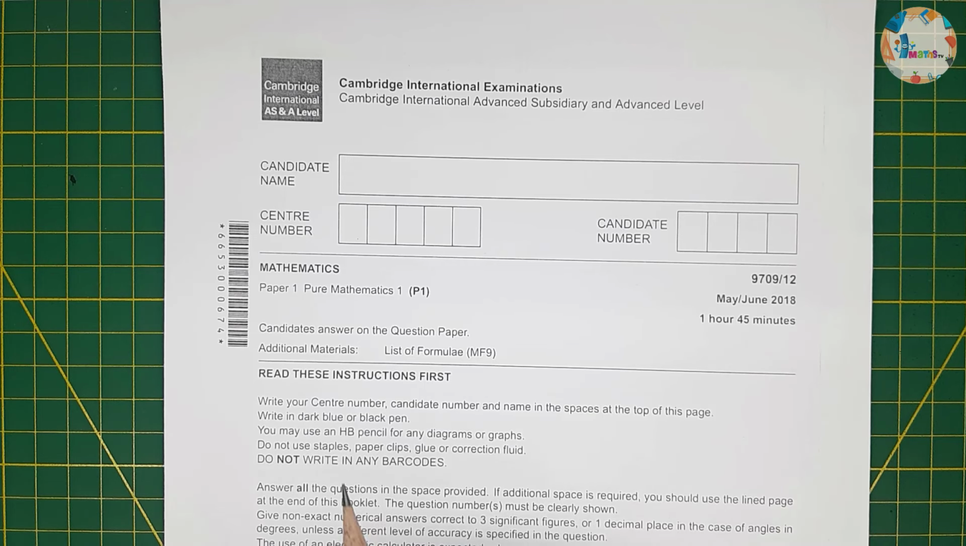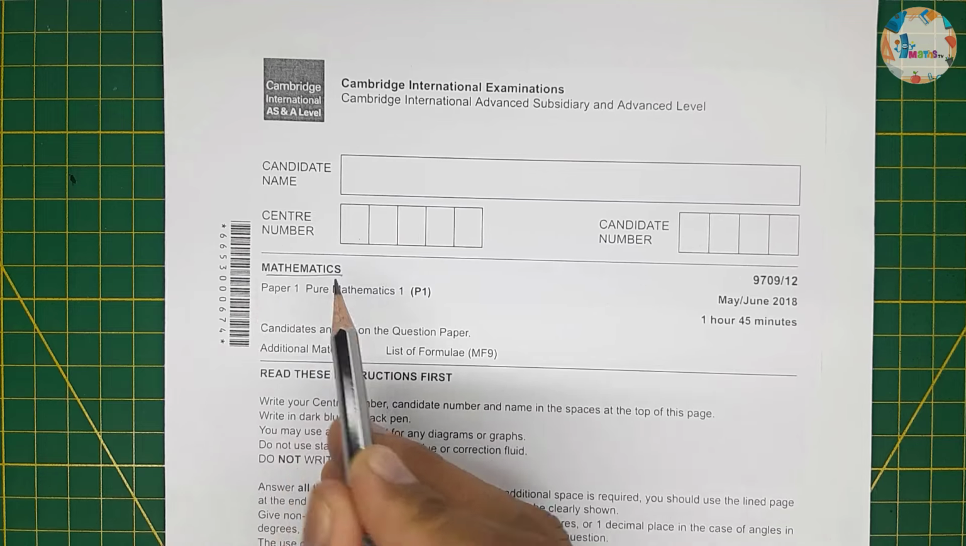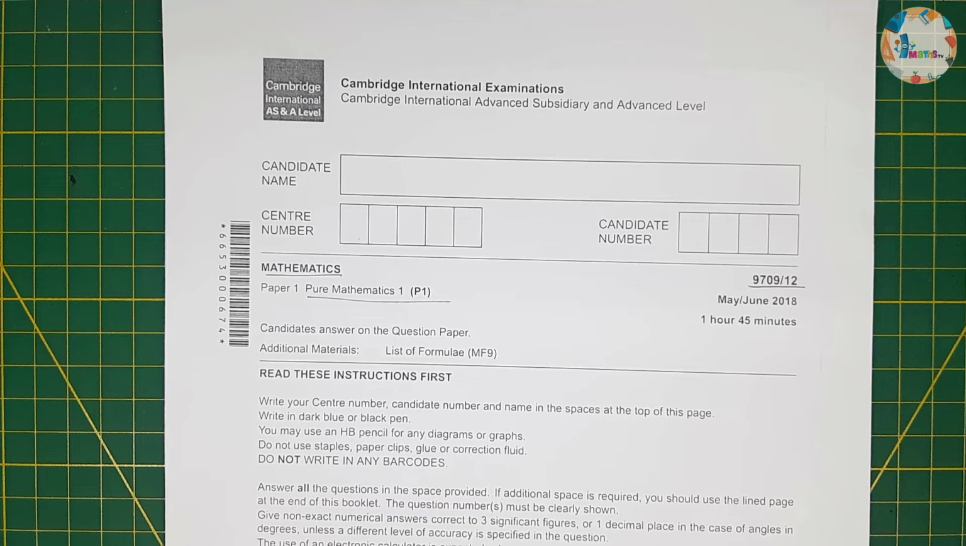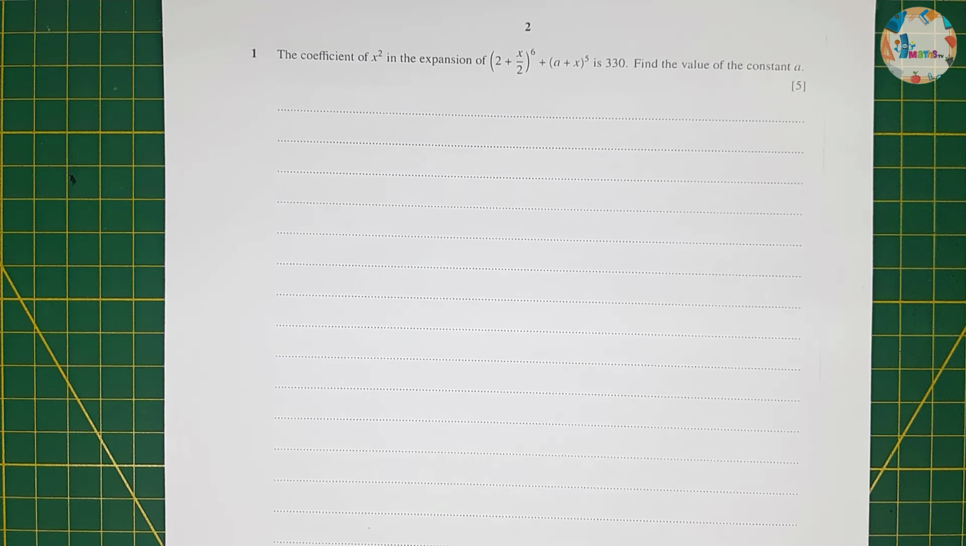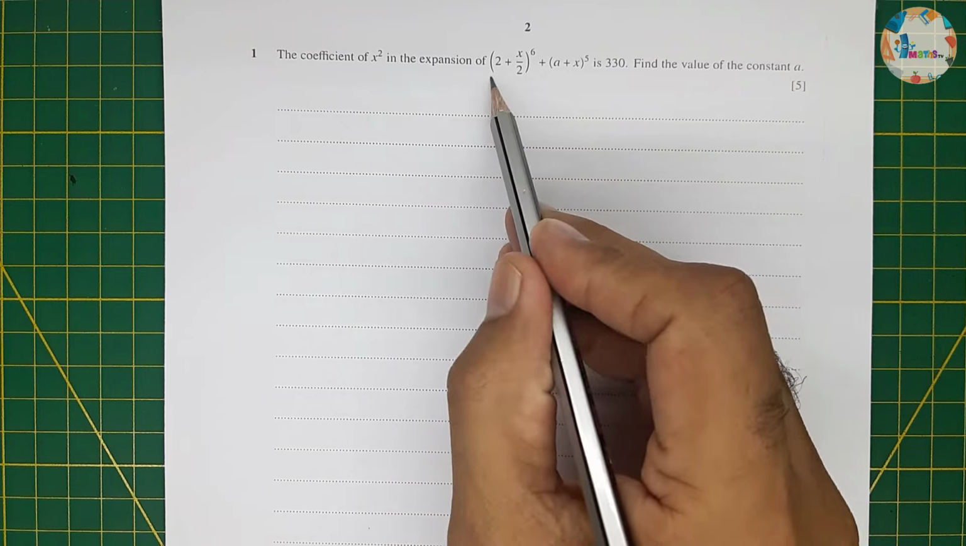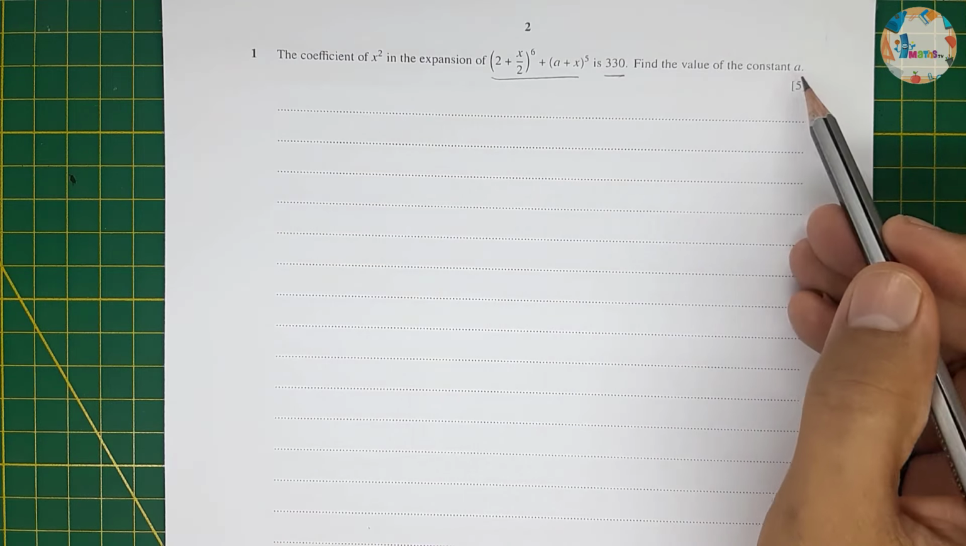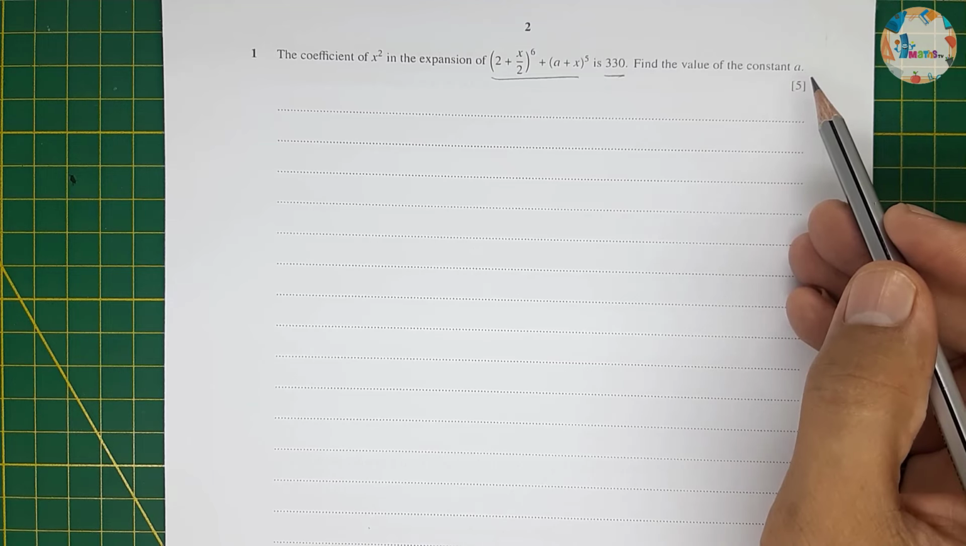Today we'll be going through Cambridge Mathematics, Pure Mathematics 1, 9709/1, May June 2018. Question number 1. The coefficient of x squared in the expansion of this one is 330. Find the value of the constant a.